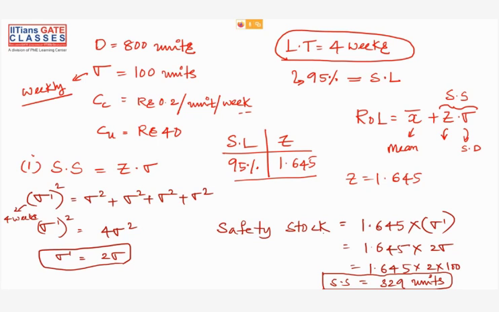So the first question's answer here is 329 units. That is your safety stock. The key idea here is you are converting your standard deviation of 1 week into that of 4 weeks. That's it. So continuing, you have the second question.